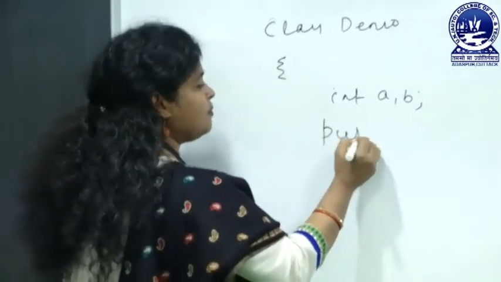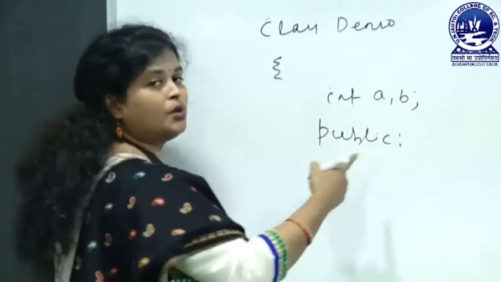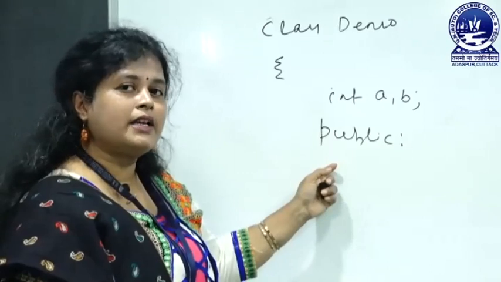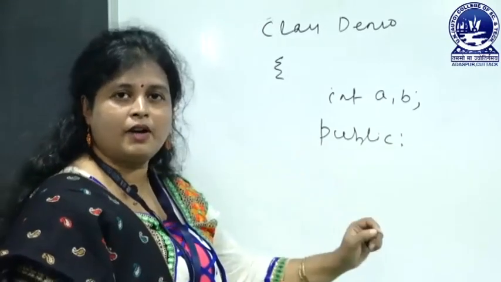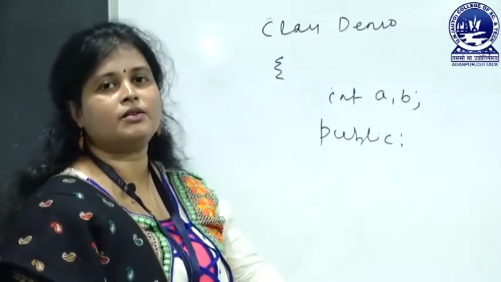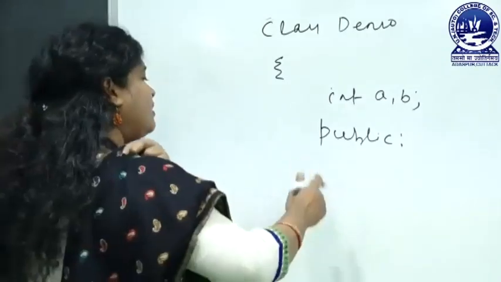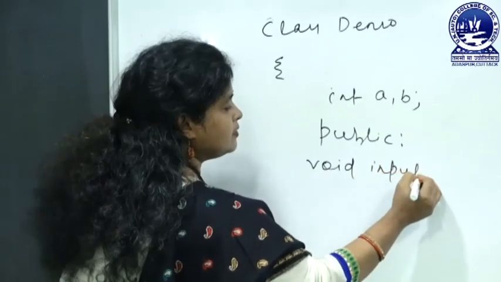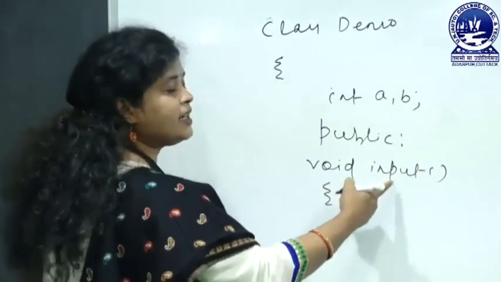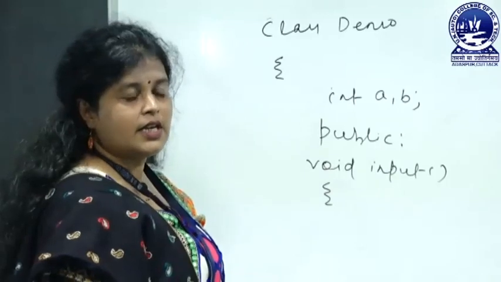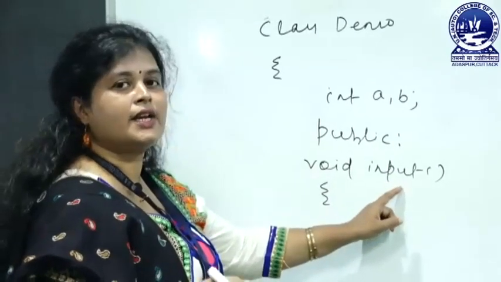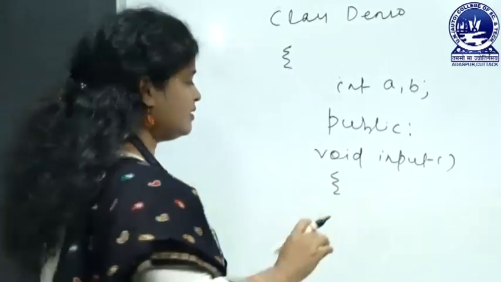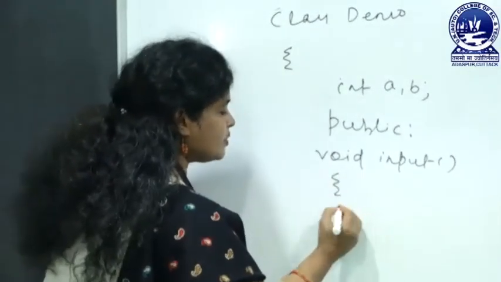Then next one is public. All of you know that public is the access specifier. If we do not write the public here, then we will face a problem or compilation error when we want to access the method. Now void input. Void input is used to enter the values. Instead of using void input, you can directly put the values into the variables, but that was not wise. So, here we are using void input.